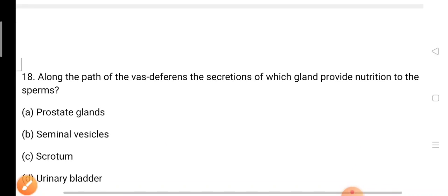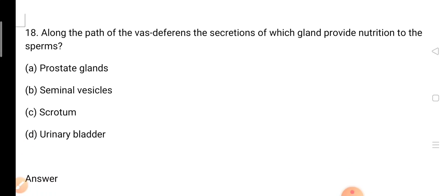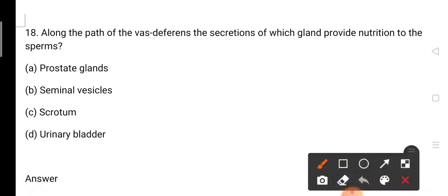Now the next question, along the path of vas deferens, the secretion of which gland provides nutrition to the sperm? So here there are four options: prostate gland, seminal vesicles, scrotum, urinary bladder. So the gland that provides nutrition to sperm is the seminal vesicle. So option B is the correct option for the answer.